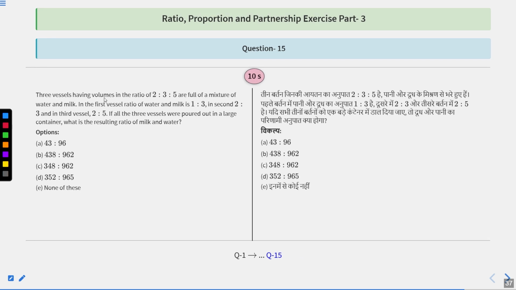3 vessels having volume in the ratio 2:3:5 are full of mixture of water and milk. In the first vessel, ratio of water and milk is 1:3. In the second, 2:3, and in the third vessel, 2:5. If all the 3 vessels were poured out in a large container, what is the resulting ratio of milk and water? So you have 5 options and 10 seconds to analyze the question. Your time starts now.